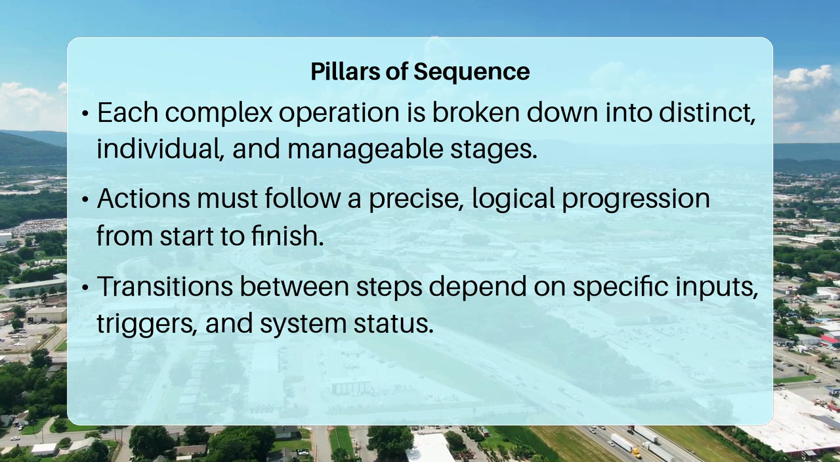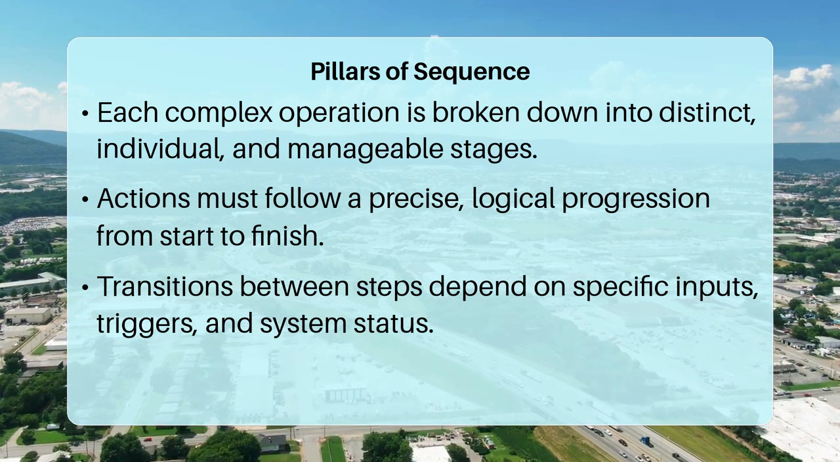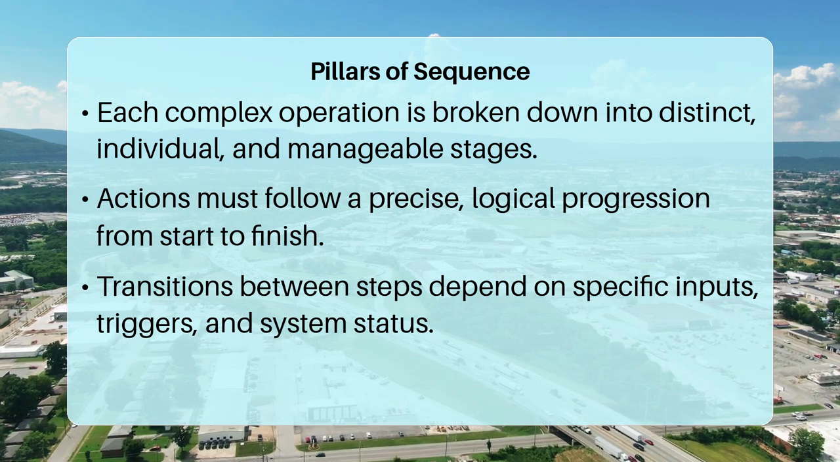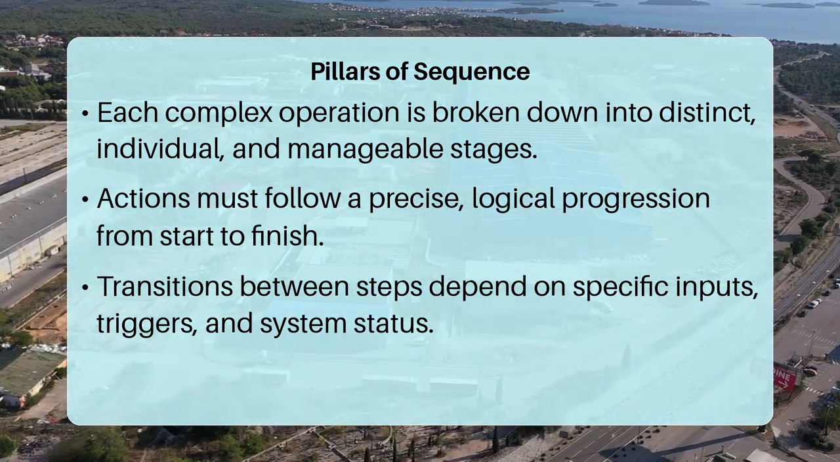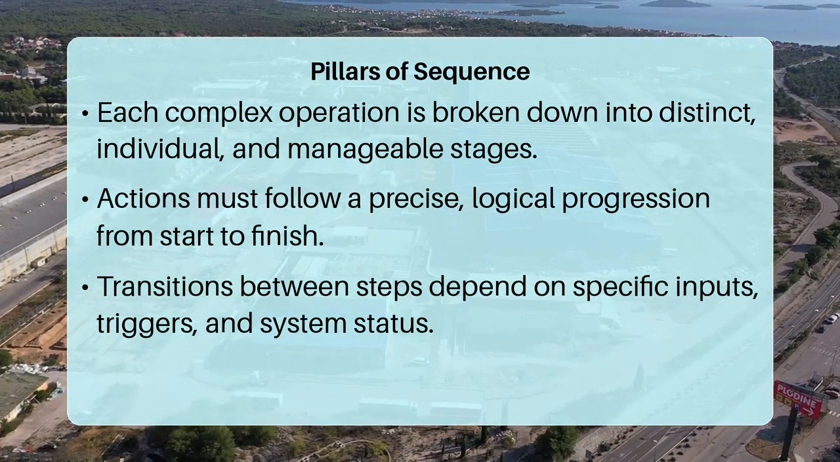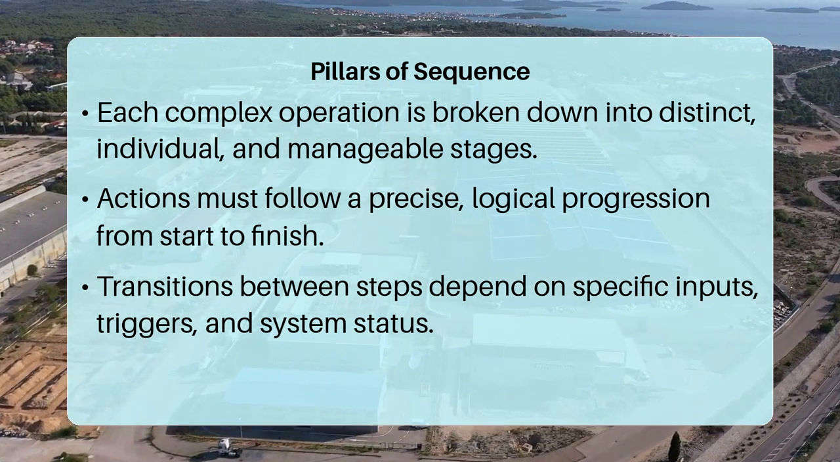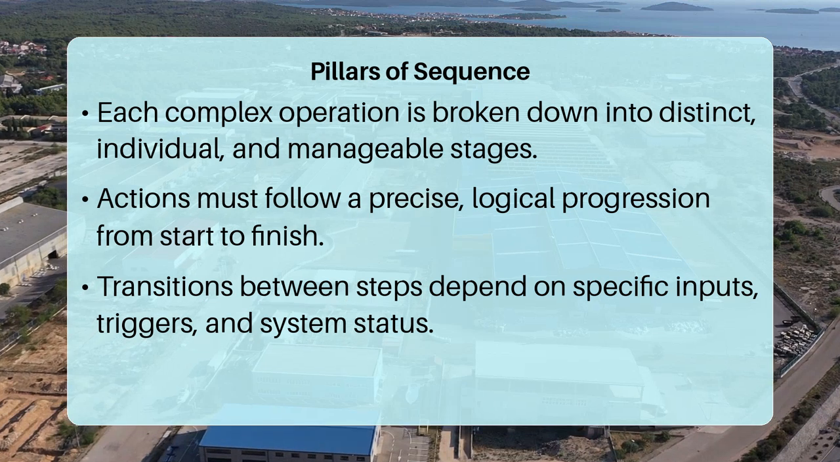A step will only complete, and the next one begin, when specific criteria are satisfied. This could be a sensor detecting a part is in place, a timer expiring, or a motor reaching a certain speed. These conditions act as gates, ensuring the process integrity.